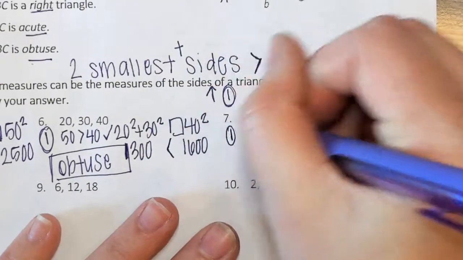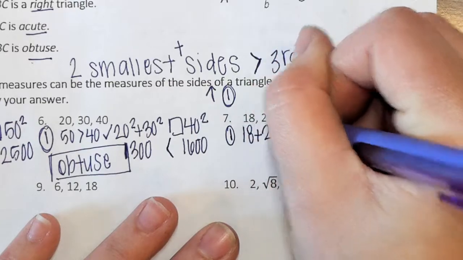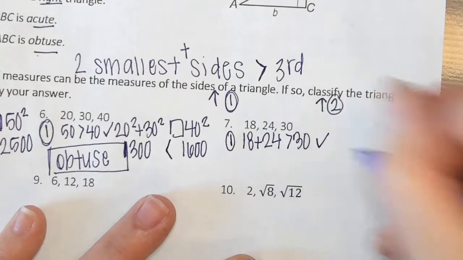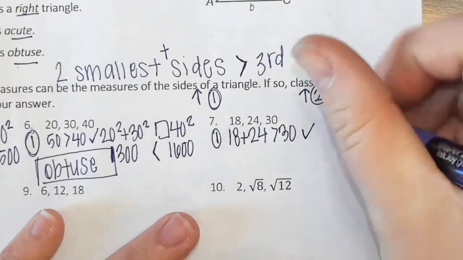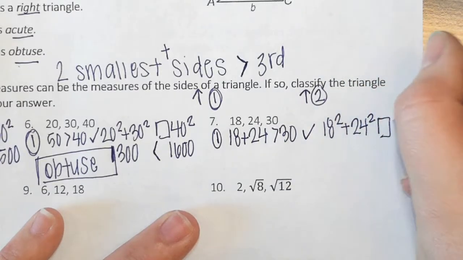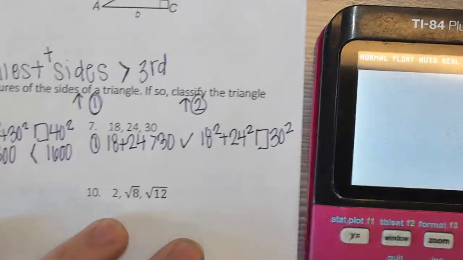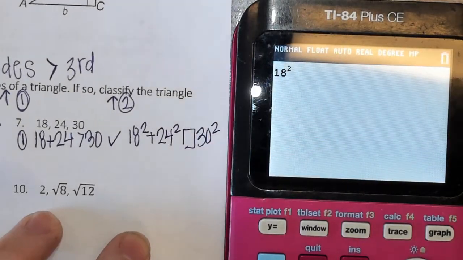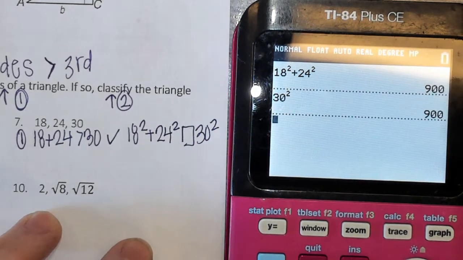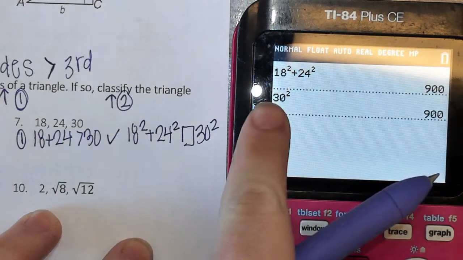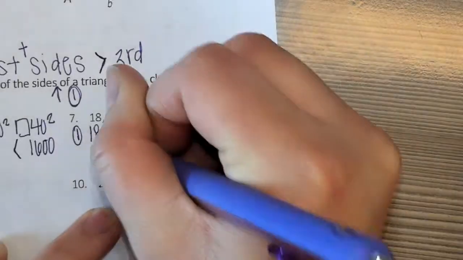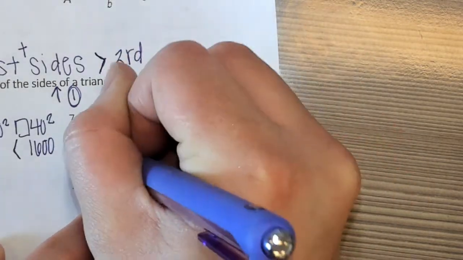Step 1, do they make a triangle? Is 18 plus 24 greater than 30? 18 plus 24 is 42, so yes. Okay, so move on to step 2. What is 18 squared plus 24 squared when we compare it to 30 squared? Plug it in your calculator. 18 squared plus 24 squared, and then 30 squared. So this one's 900, and this one's also 900. So they are equal, which means it's a right triangle.